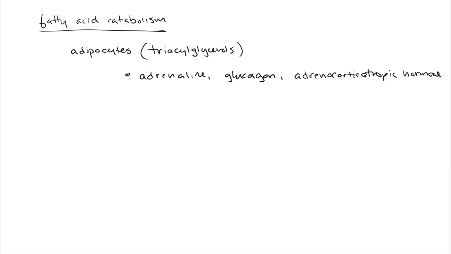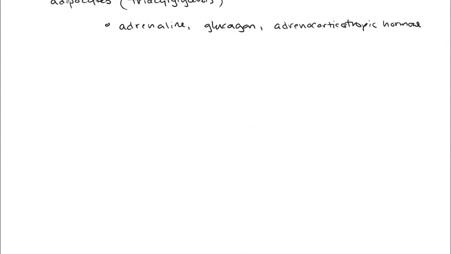So what this looks like, let's make a little bit of space here, is let's say we have the outer membrane of this fat cell, and we have some receptor on the cell, and one of these hormones that we discussed comes in and touches the receptor. It could be the adrenaline, the glucagon, or the adrenocorticotropic hormone. And what's going to happen here is this receptor is coupled to adenylyl cyclase.